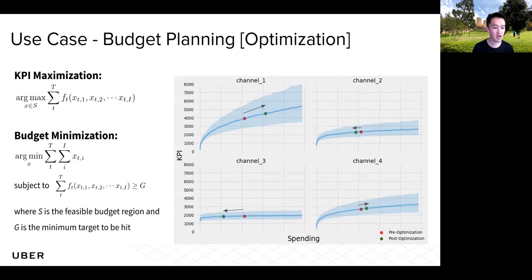There is an alternative way to do the budget planning: by budget minimization. In this case, we will use the forecast process as a constraint. So we will say in our optimization process, we want our forecast to hit a particular minimum threshold. Then we will minimize our total budget for a certain period for a certain covariate.